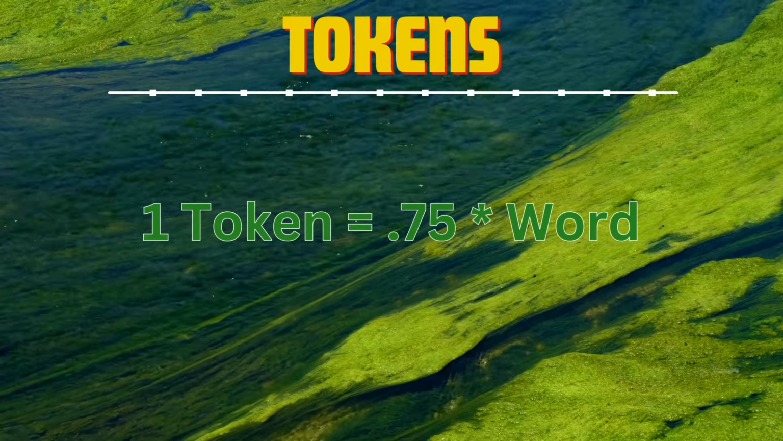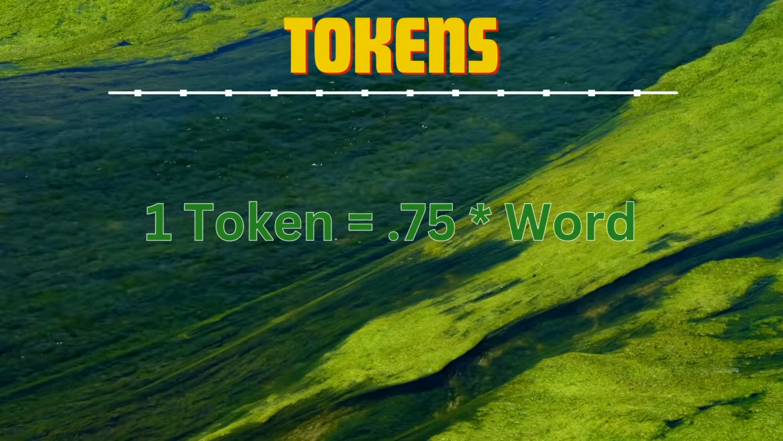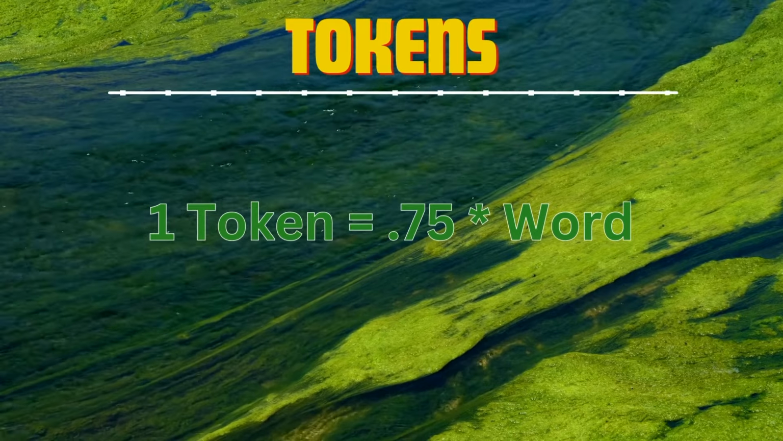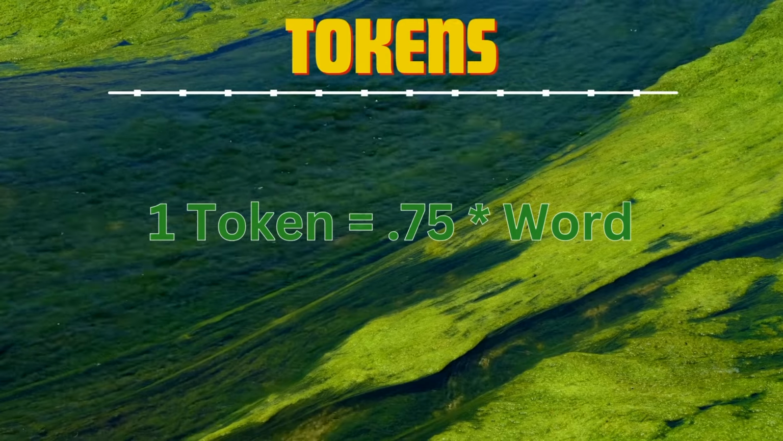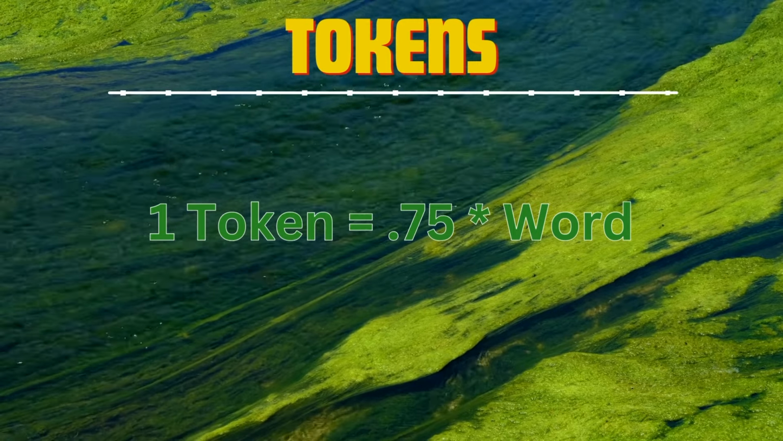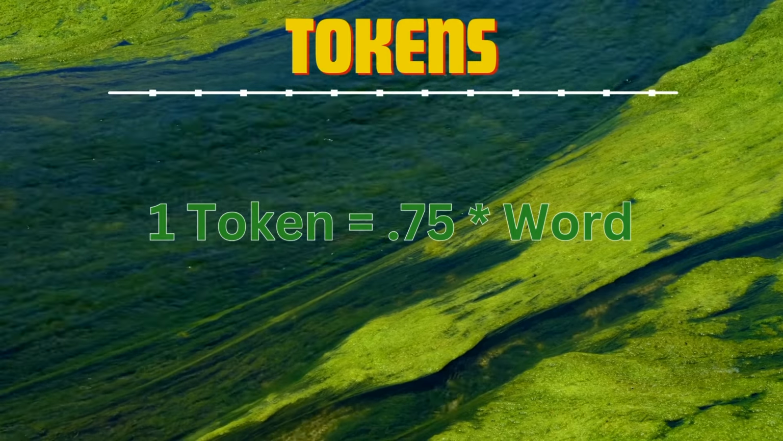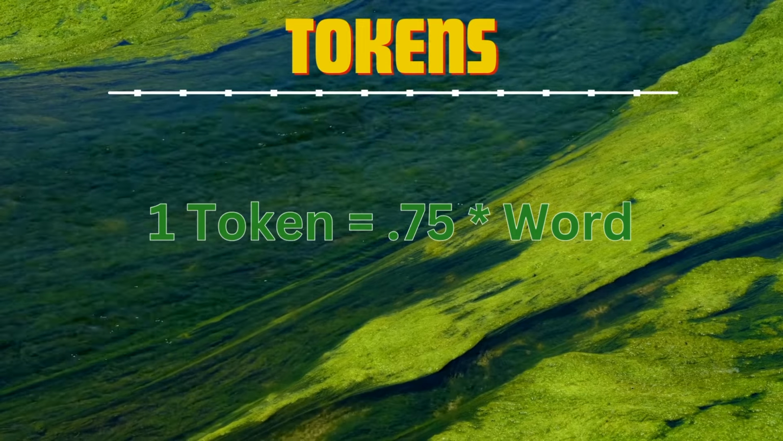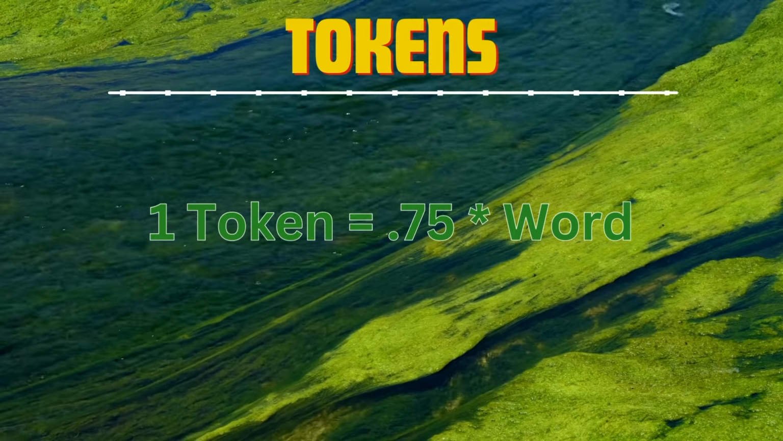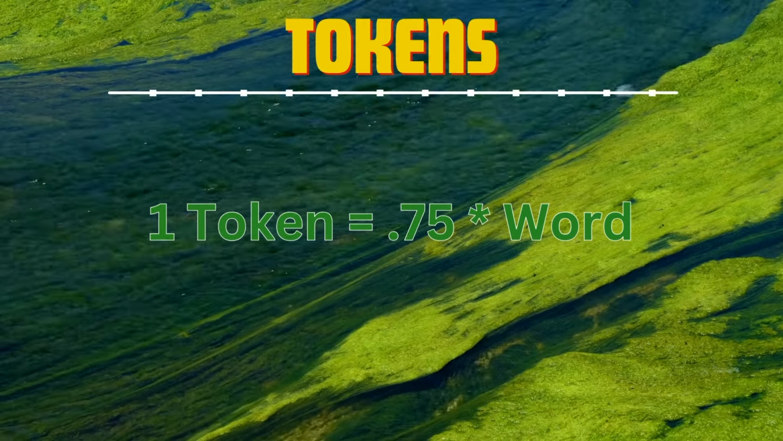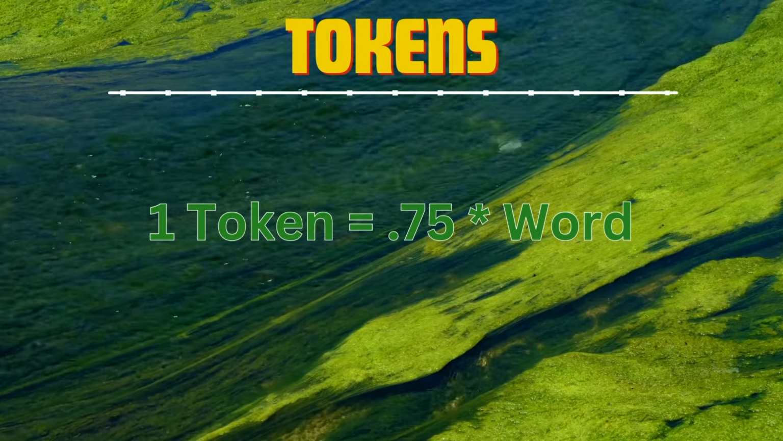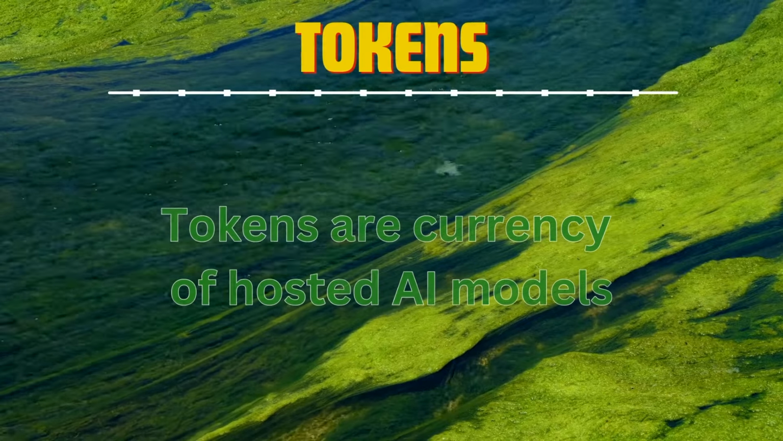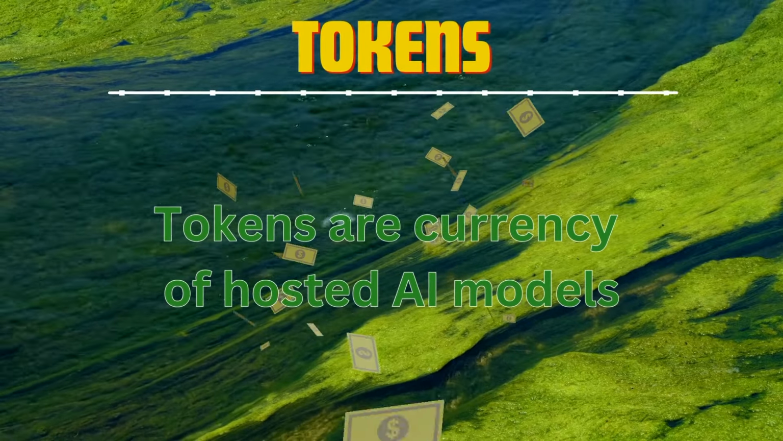For reference, Shakespeare's complete works, which is around 900k words, translates to approximately 1.2 million tokens. In the context of a hosted AI model, your charges are determined by the number of tokens used. Both input and output contribute to the overall token count. For example, when you use OpenAI keys, your charges will depend on how many tokens you use. It would be fair to say that tokens are the currency of hosted AI models.